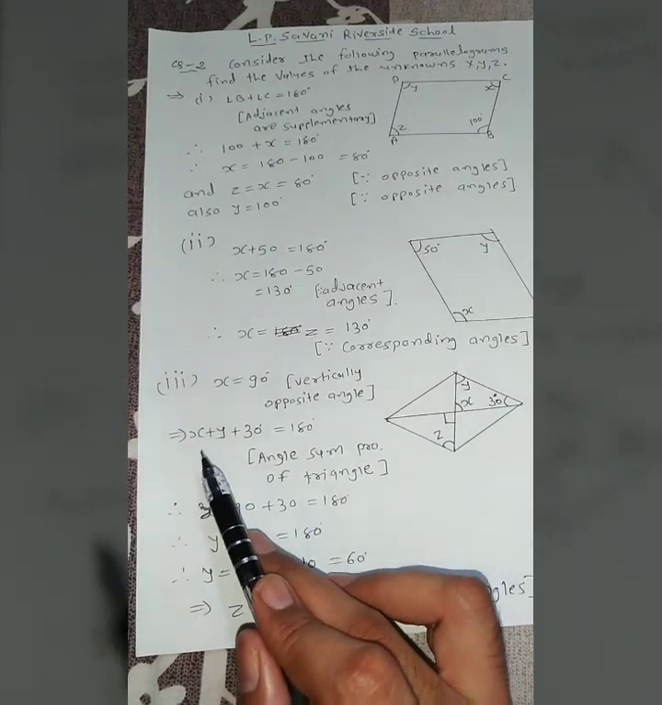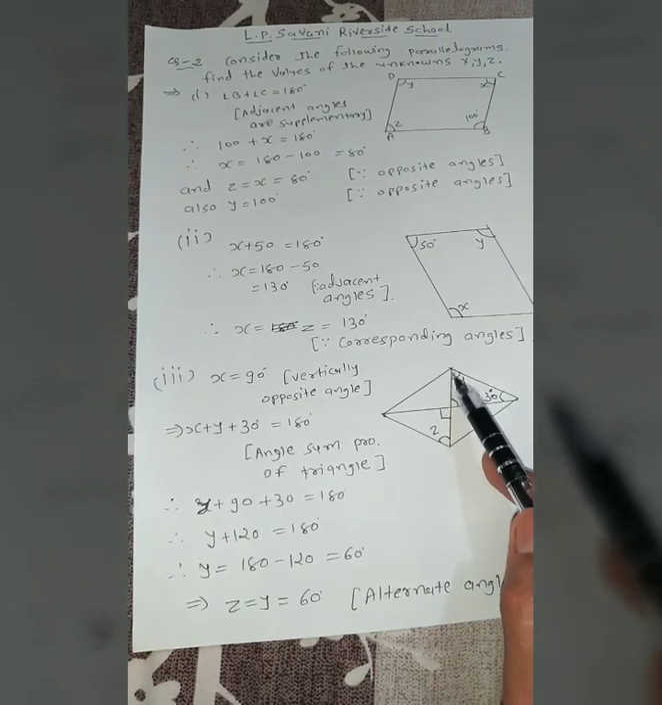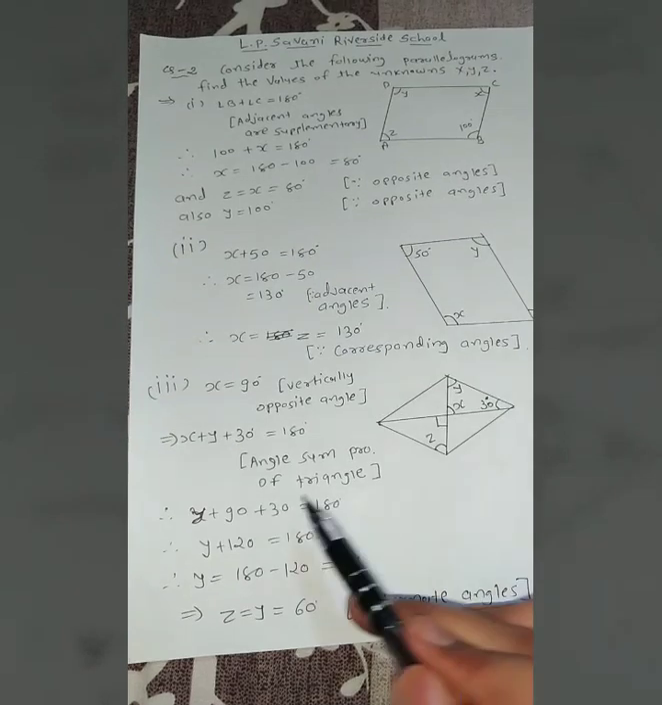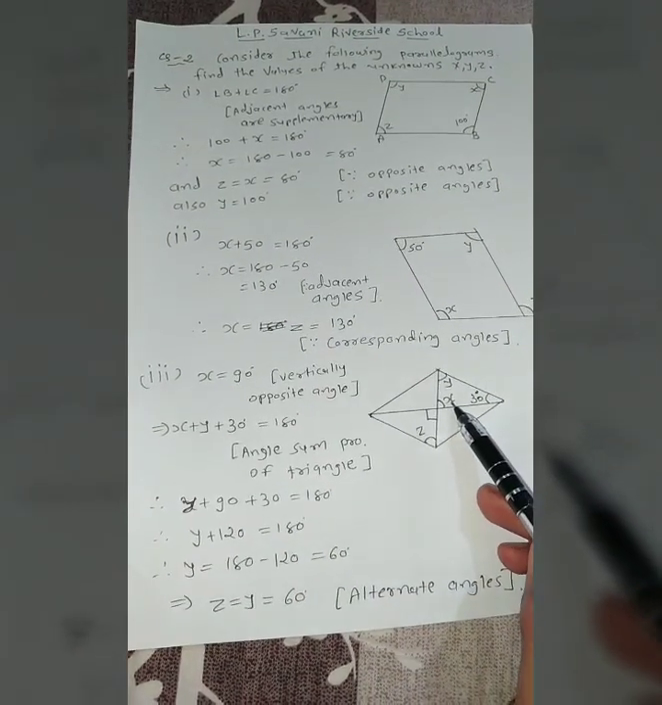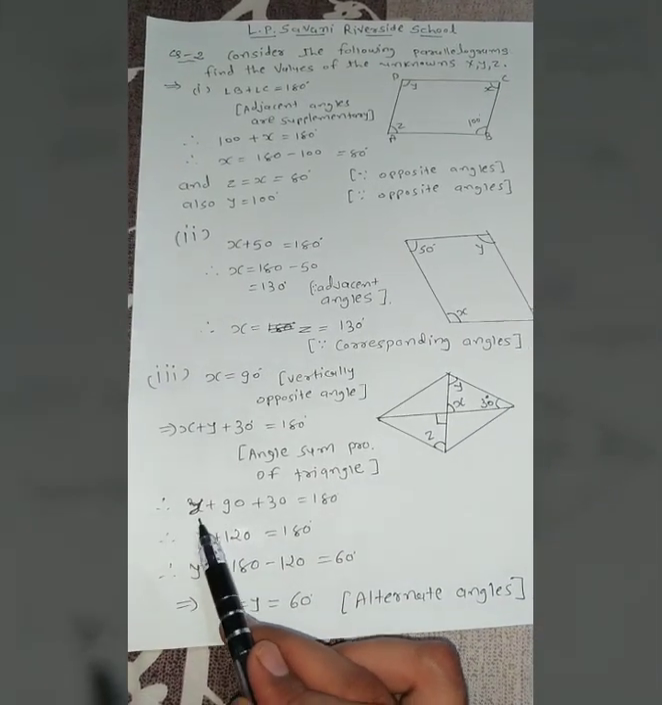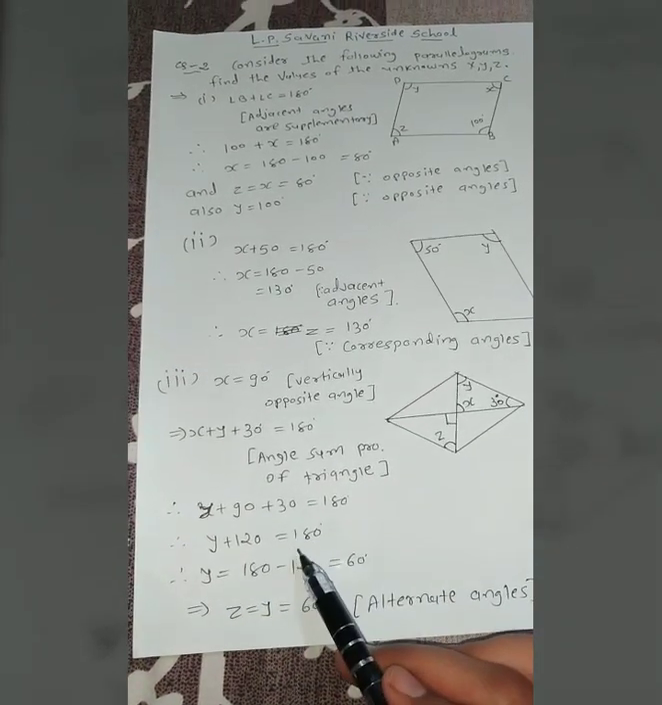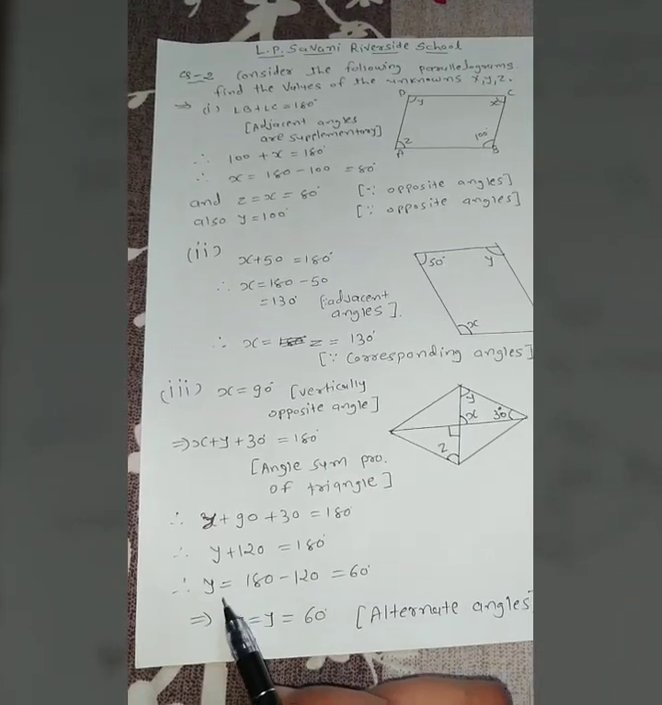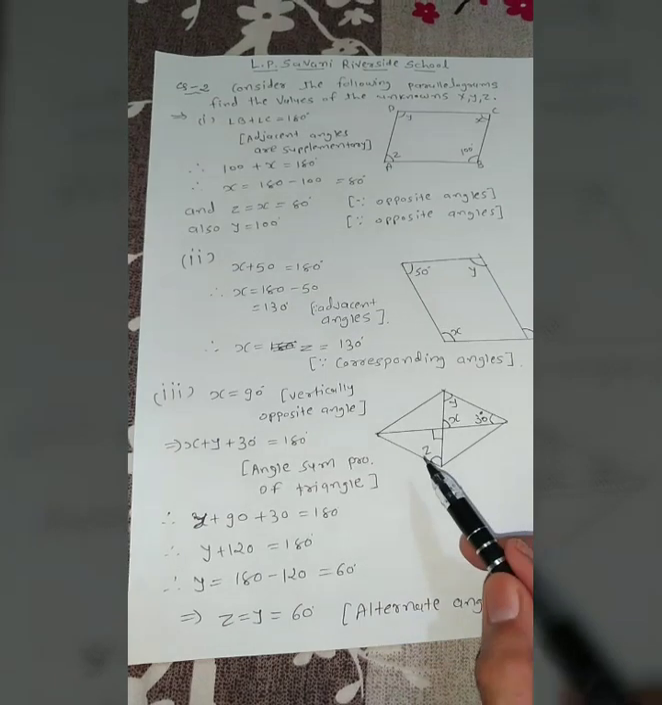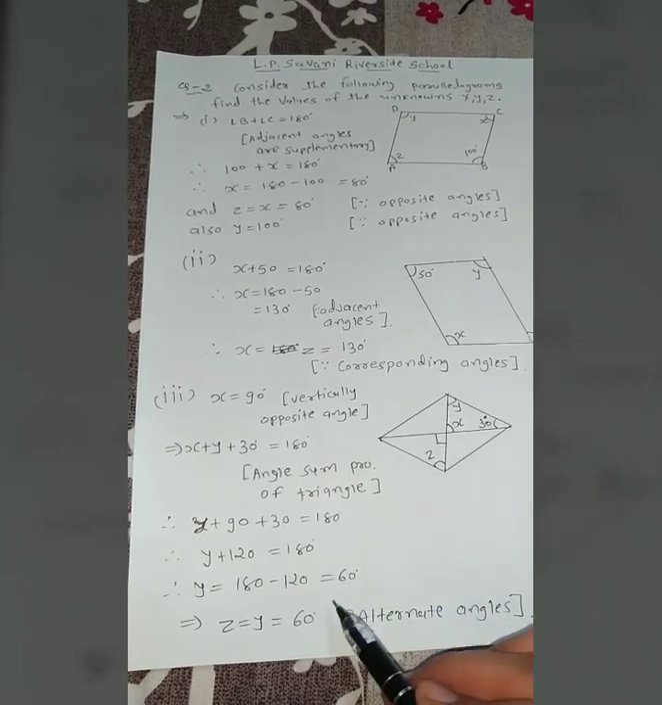Then next, x plus y plus 30 is equal to 180. This is the triangle, and the angle sum of the triangle is equal to 180. So I write that x plus y plus 30 is equal to 180. So y plus 90 plus 30, 90 plus 30 gives 120, is equal to 180. So y is equal to 180 minus 120, which gives 60. So here you can see that the angle y is equal to 60.